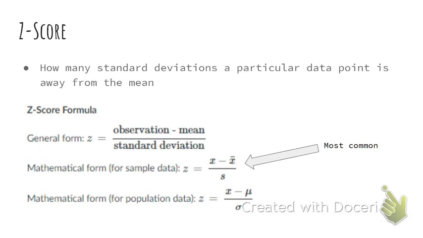These down here at the bottom are three different ways to say the same thing. General form is observation minus mean over standard deviation. Or if it's sample data, it's x minus x bar over standard deviation. And in the population data, it's x minus mu over sigma, which is mean and standard deviation. So it doesn't matter which form you're using, really. Mathematically, they're the same. The notation is just slightly different if it's sample or population data.